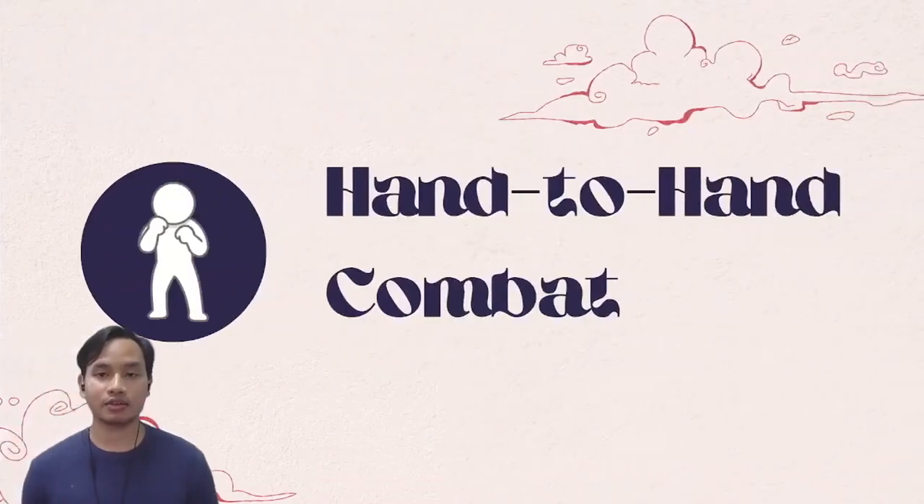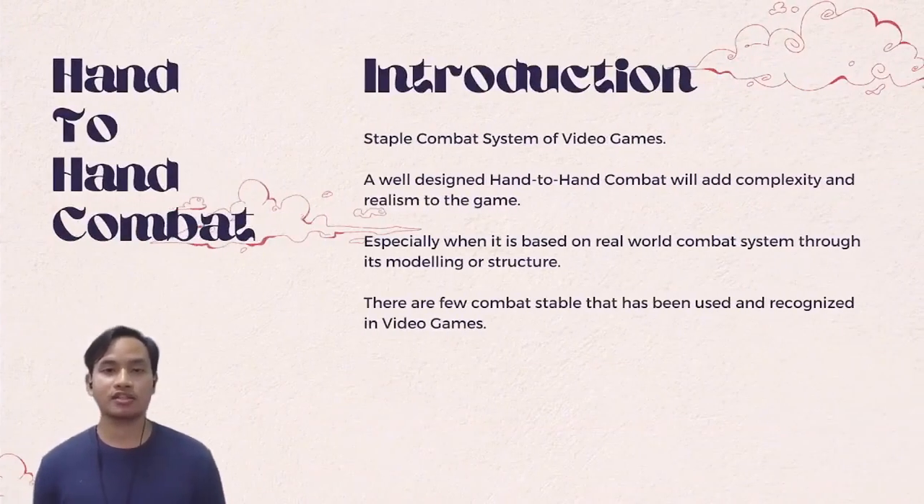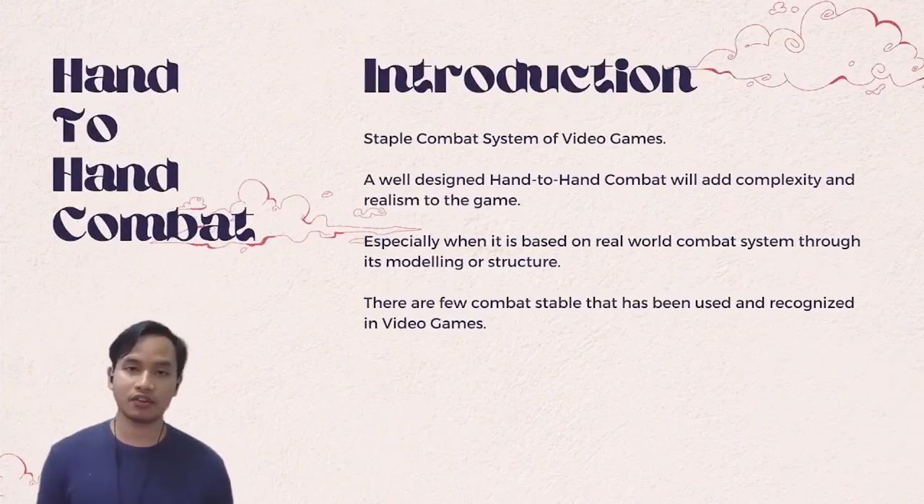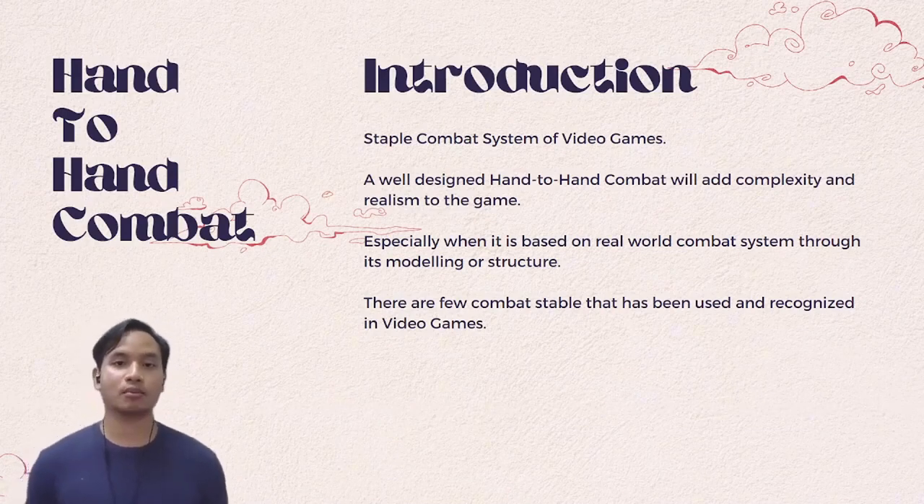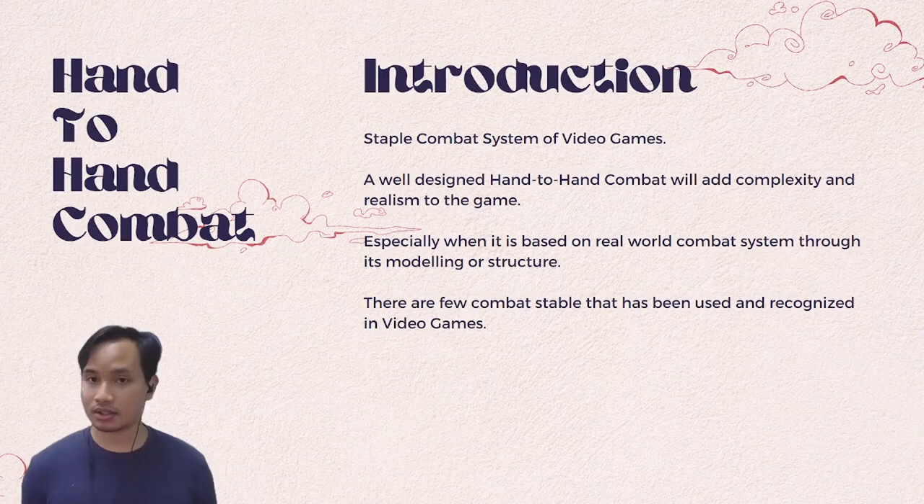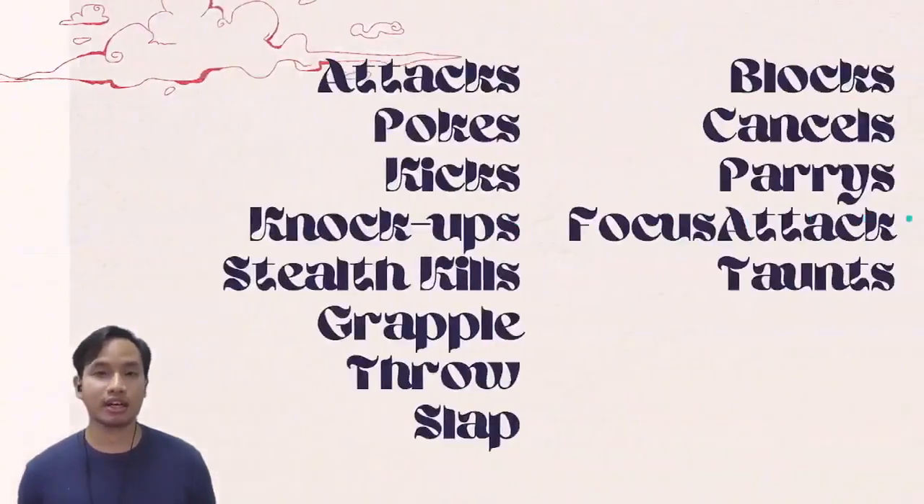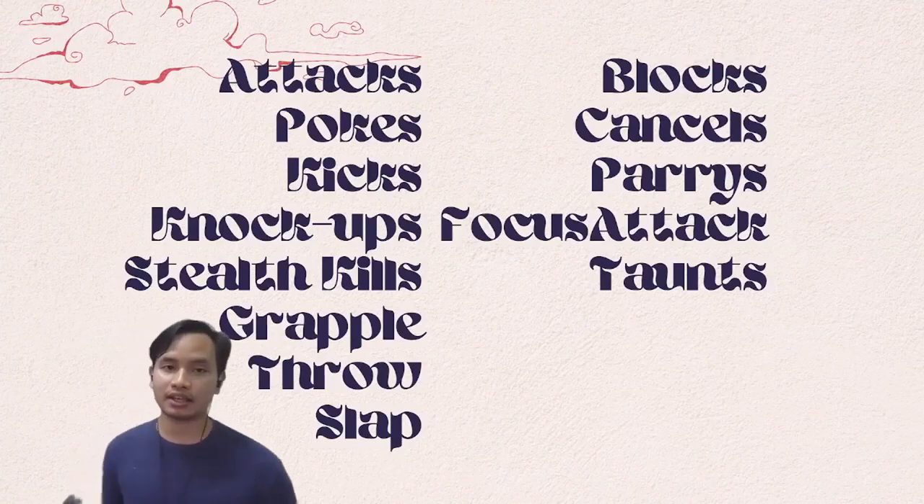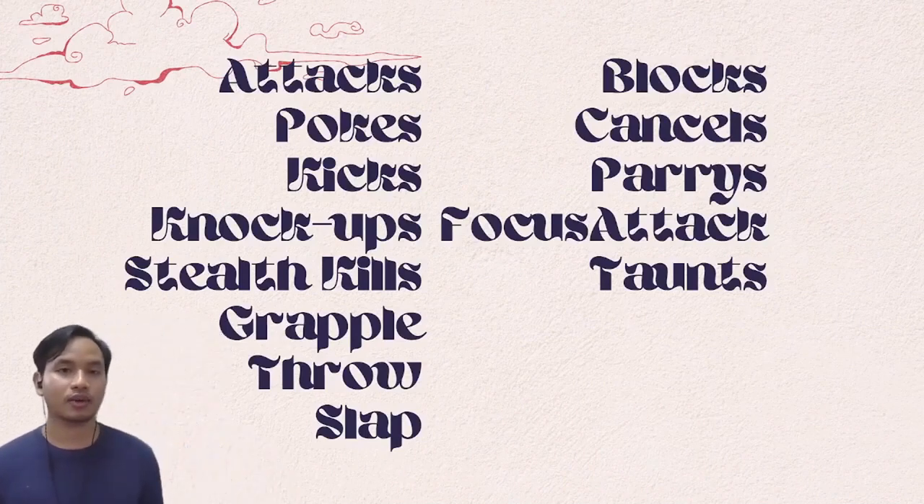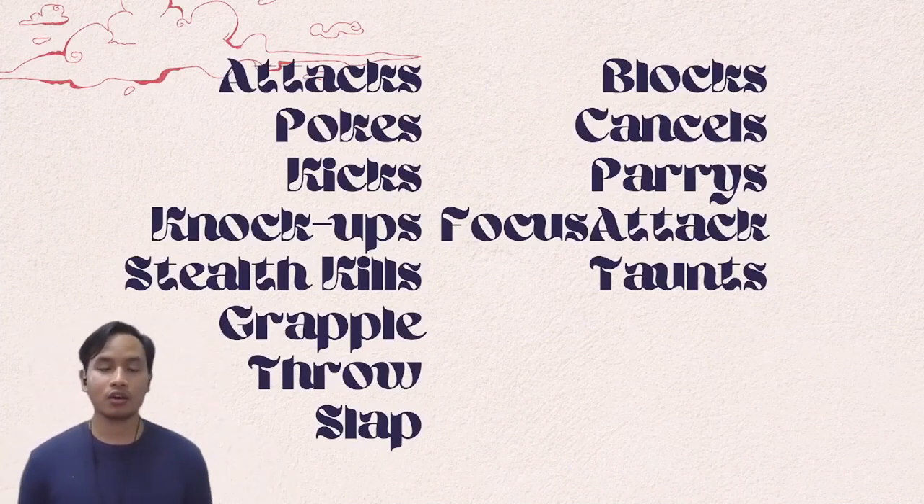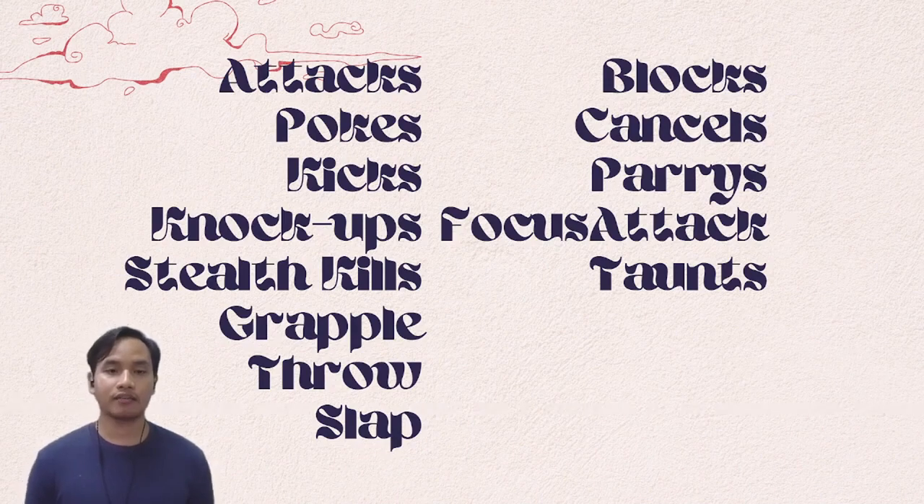Next up is the hand-to-hand combat. So it is a very staple hand-to-hand combat system in the video game. It also can be modeled from the real world, and there are a few combat staples that have been recognized and used in video games, such as pokes, attacks, kicks, knockups, stealth. This one either applies an attack or applies a very special situation that puts the player at an advantage, either positional or damage advantage.